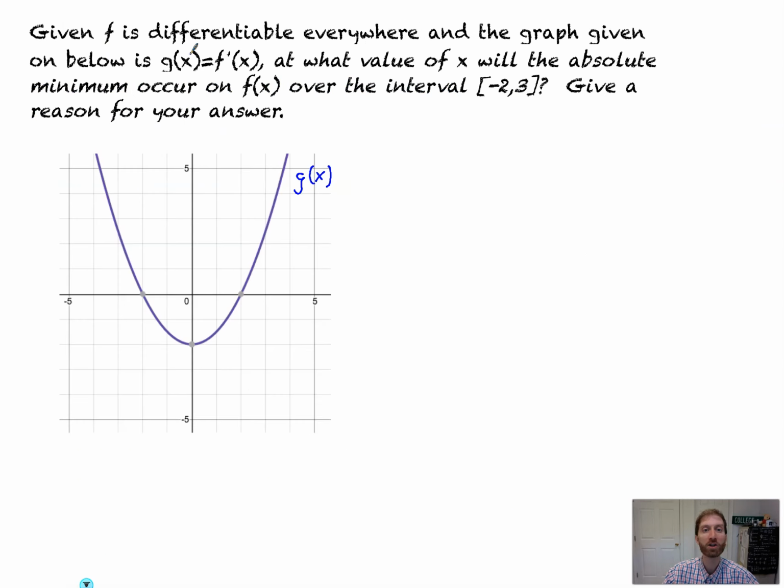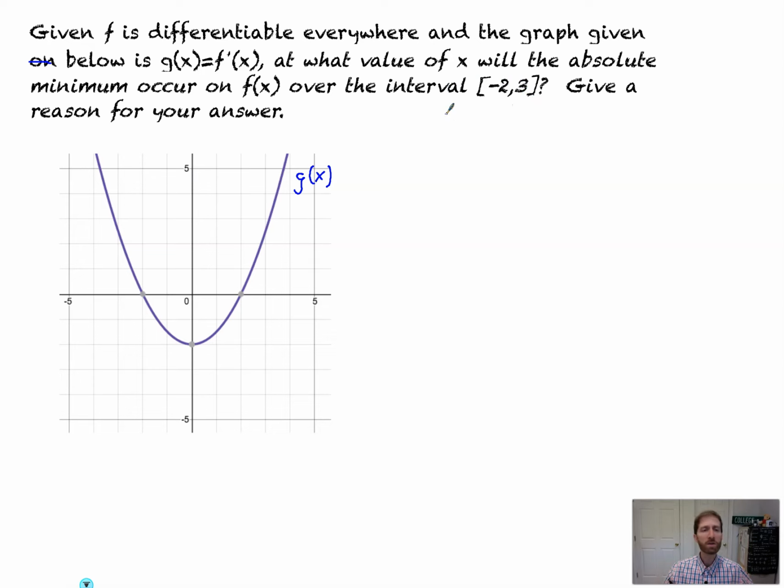Given f is differentiable everywhere, and the graph given below, and below is g of x equals f prime of x. At what value of x will the absolute minimum occur on f of x over the interval -2 to 3? Give a reason for your answer.